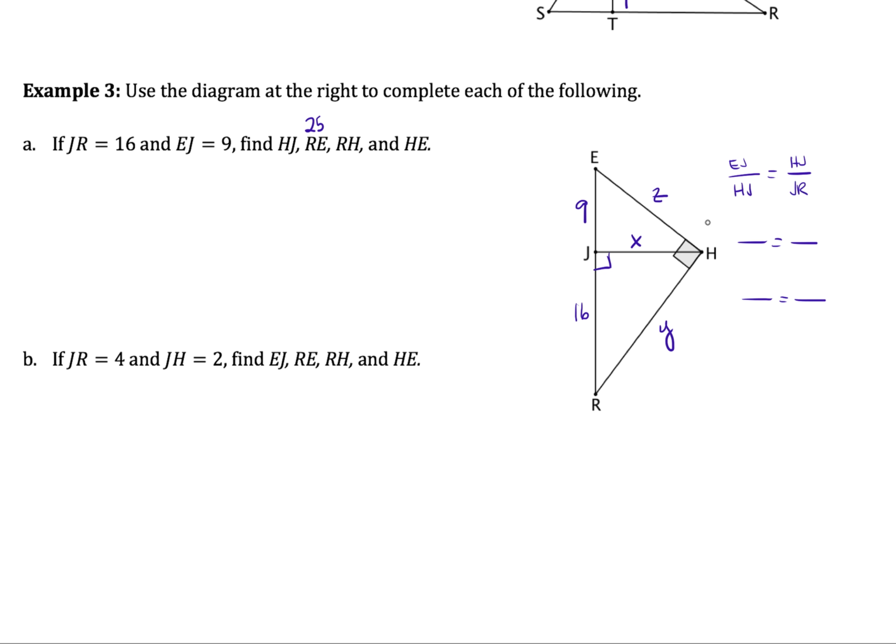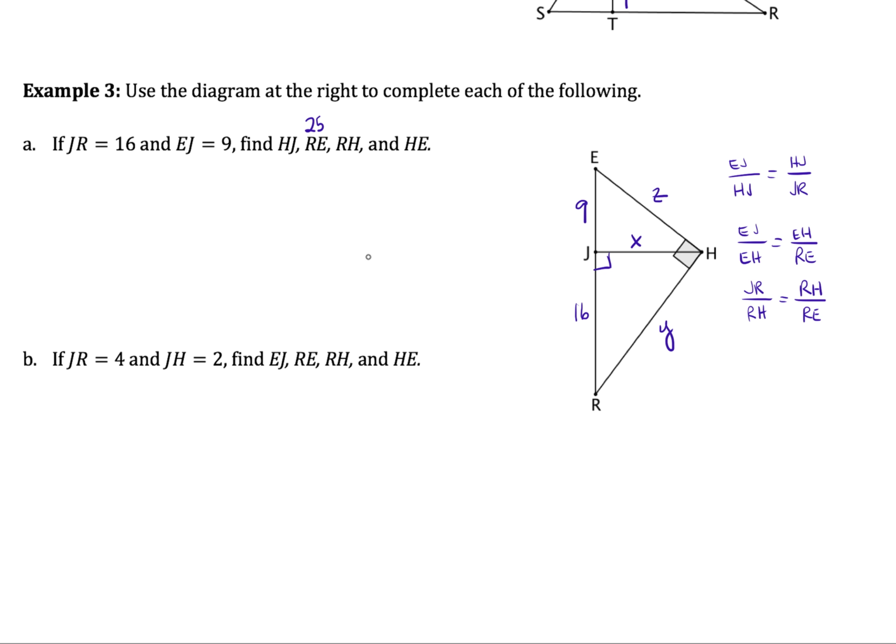It also, in corollary 2, tells me that this leg, EH, will be the geometric mean between segment EJ and the entire hypotenuse, which is segment RE. Also, from corollary 2, we know that HR, or RH, the other leg, will be the geometric mean between this part of the hypotenuse, JR, and the entire hypotenuse, RE. So we know that these three proportions are all true in this diagram.